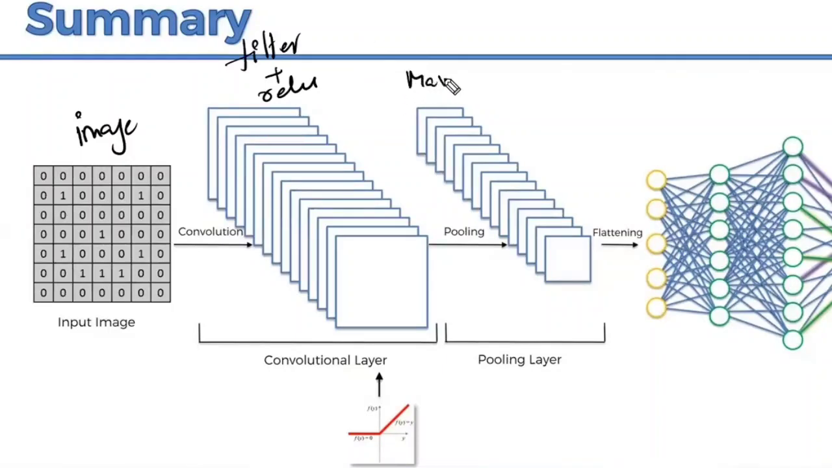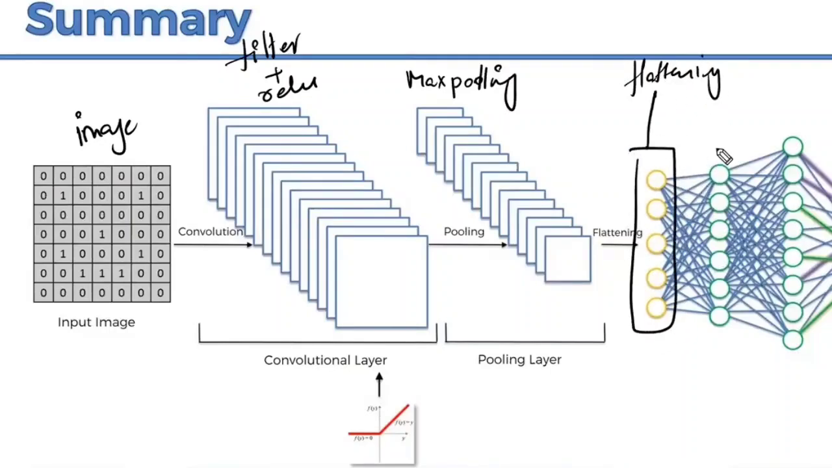This is followed by max pooling. Once the max pooling is done, we do the flattening. Flattening means we get the input layer, and the remaining part is the neural network. This is the neural network, right? So we consider one image. For the image, we apply the convolution, where multiple filters are applied, and based on the filters, we do the max pooling.